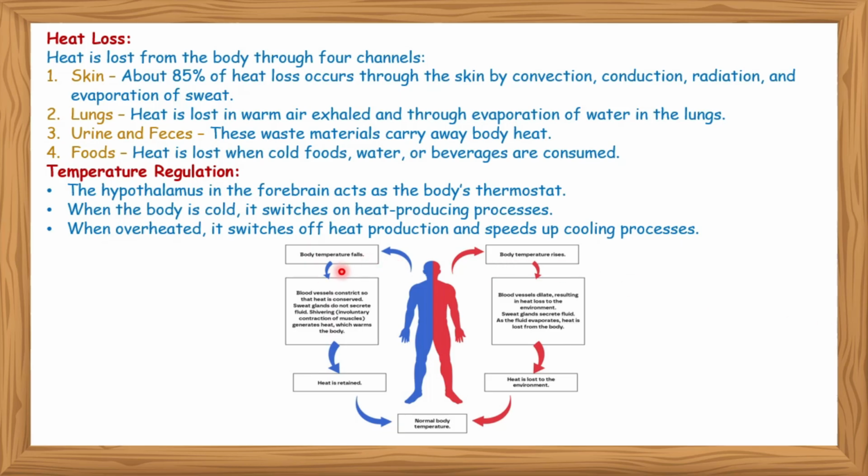When body temperature falls, blood vessels constrict, so that heat is conserved. Sweat glands do not secrete fluid. Shivering, or involuntary contractions, generates heat, which warms the body. Then heat is retained and body temperature is normal. When body temperature rises, blood vessels dilate, resulting in heat loss to the environment. Sweat glands secrete fluid. As the fluid evaporates, heat is lost from the body, so heat is lost to the environment and body temperature is normal.